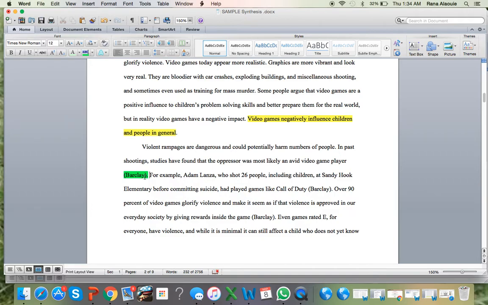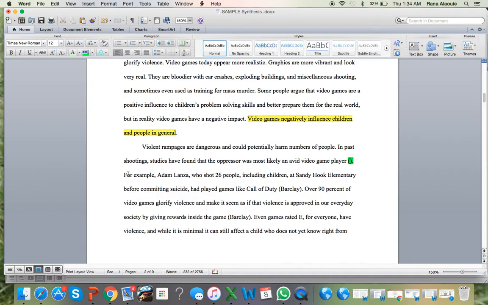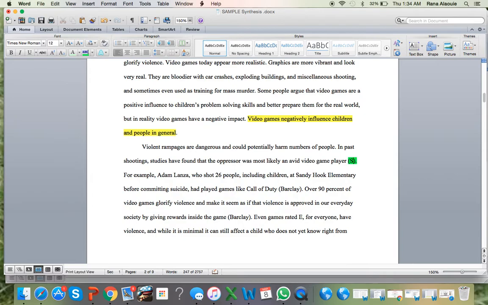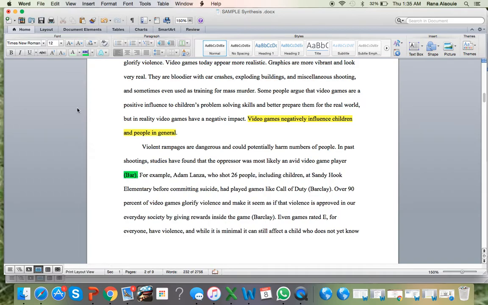On the AP exam, you are allowed to write source A, source B. So if this was source A, you don't have to write the author. You just write source A, and that would have been perfectly fine on the AP exam. They do not take off points. If you put source A versus the author, you don't get extra points for putting the author's name. So you are allowed to use either or. But for the sake of the research paper that you're writing for the class, I would definitely write the author's name. What was his name? Barclay. Okay.